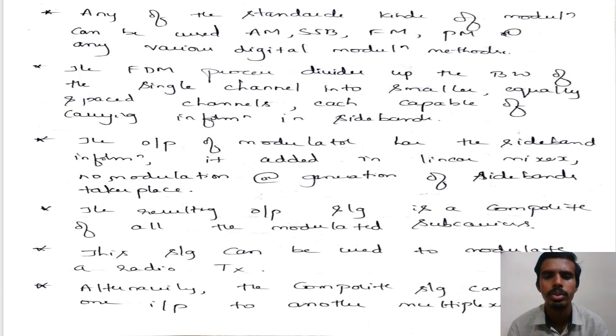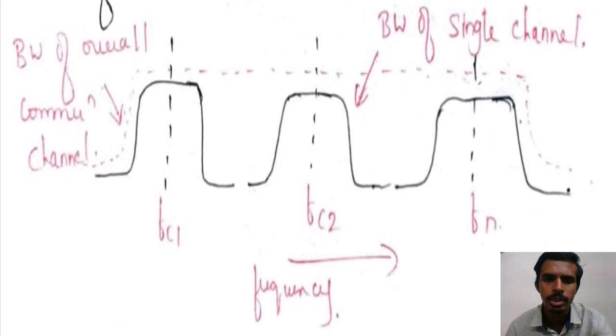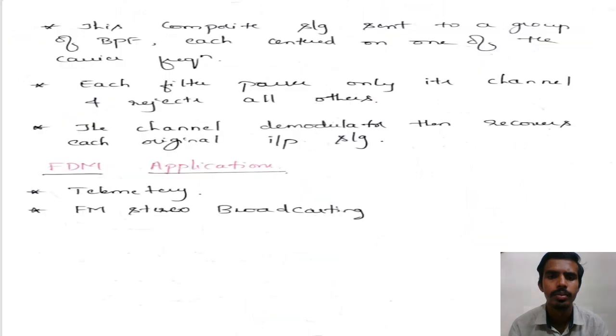This signal can be used in modulation of a radio transmitter. Here we can see how the signal is flowing, where the frequency division takes place, and each amplitude division between each signal is done by FC1, FC2 up to FCn. The bandwidth of a single channel is observed, as well as the bandwidth of the overall common channel. So this is how the waveform is obtained.